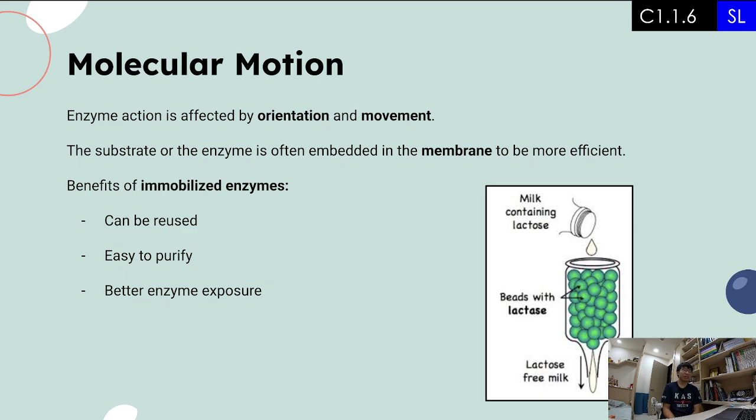Molecular motion. So when you want the enzyme to bind with a substrate, you don't just need enough activation energy. That's the movement. You also need the correct orientation. You want it to fit. You need to put the key in the lock the correct way. Although it's not a key and lock model, you still need to put it in the right way. So that's the orientation. And some immobilized enzymes are the substrate or enzyme that's embedded in a membrane to make it more efficient. And some benefits of this is that it can be reused easily.